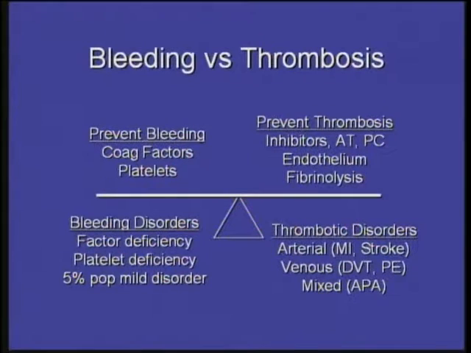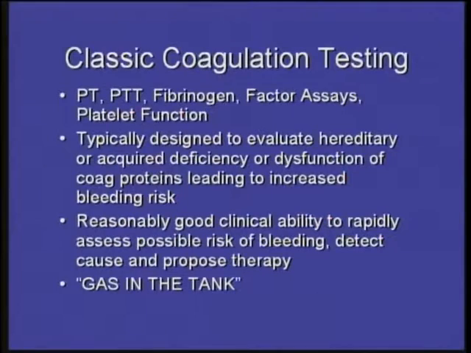and bleeding disorders, and yet most of the Coag assays we have are really aimed at the bleeding side of things. So we have the PT and the PTT, fibrinogen, factor assays, platelet function. These are typically designed to evaluate hereditary or acquired deficiencies or dysfunction of the Coag proteins leading to increased bleeding risk, okay? There's reasonably good clinical ability to predict who's going to bleed from these assays. And they're pretty good at detecting what the cause is and telling you what therapy you need to do. But almost all of these assays are telling you the same thing.